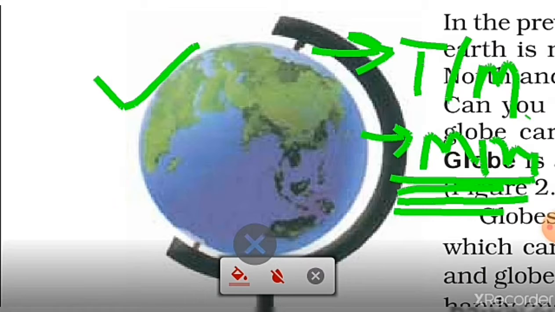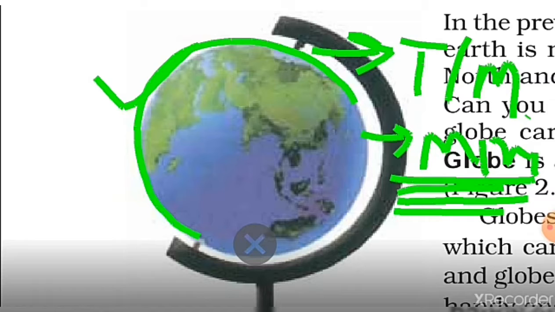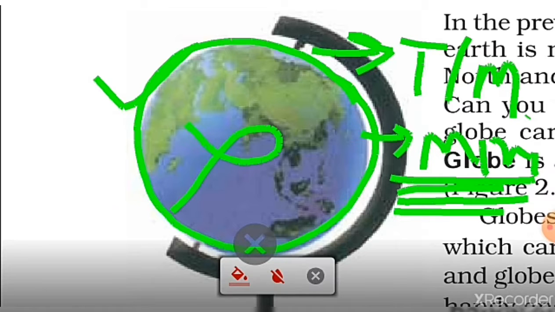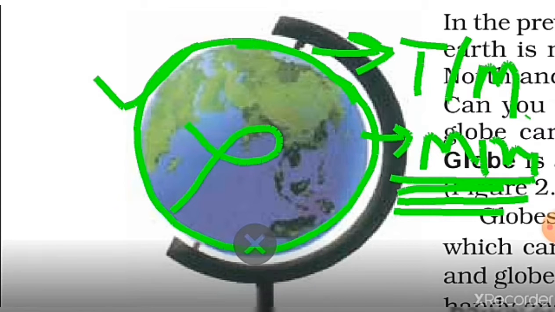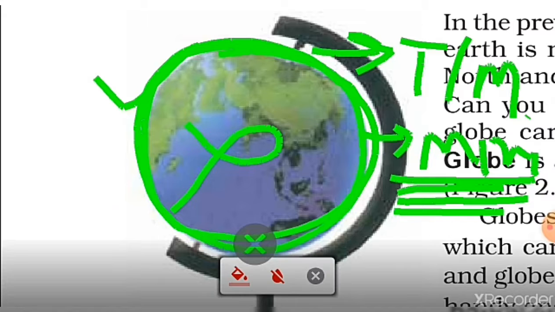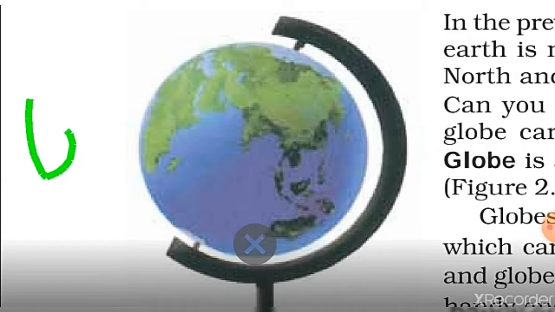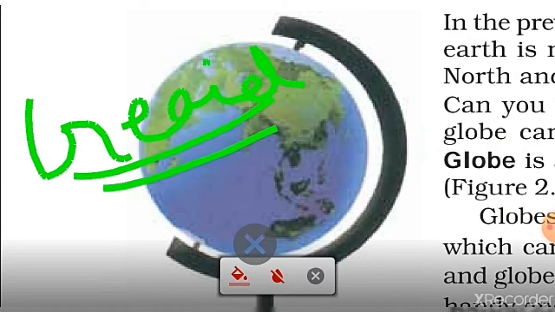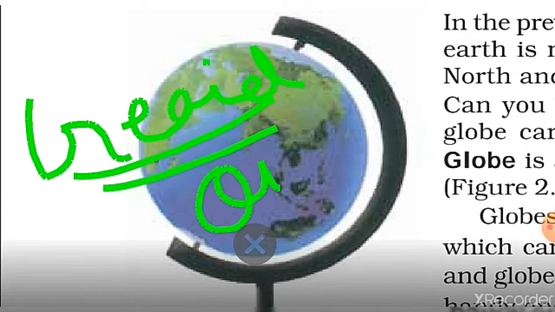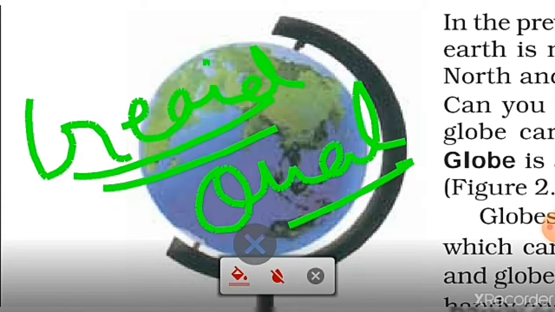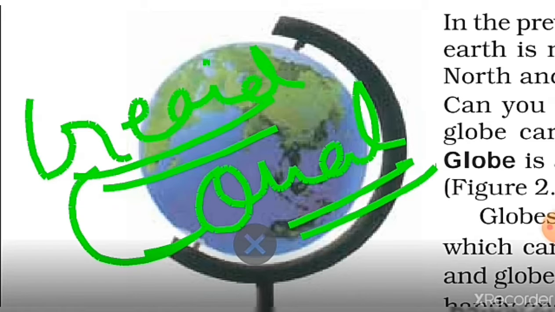Now the second question: what is the shape of the earth? Circle is not the shape of the earth, because the earth is not a sphere. The shape of the earth is geoid. Geoid is the shape of the earth. Oval is the shape of the earth. You can define the shape of the earth in two points.